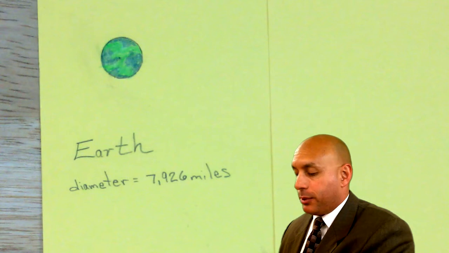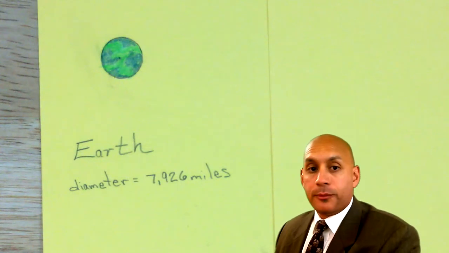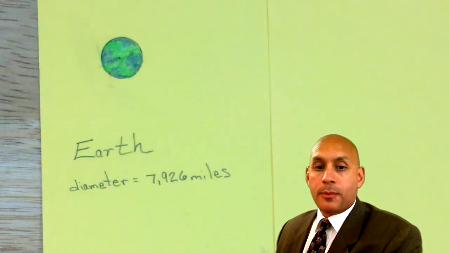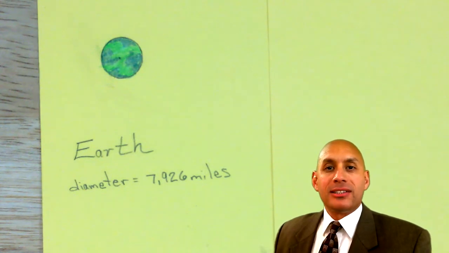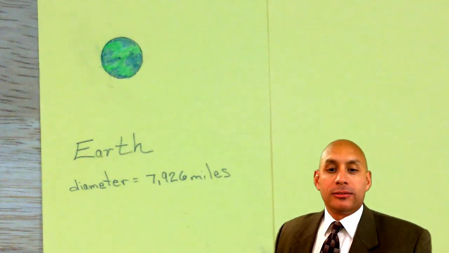I used yellow paper the other day. So there we have our Earth that I went ahead and colored in the best that I could, and it represents a diameter of 7,926 miles drawn to scale.